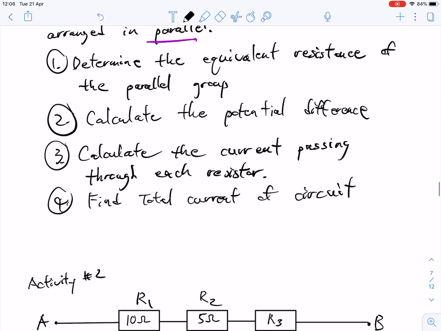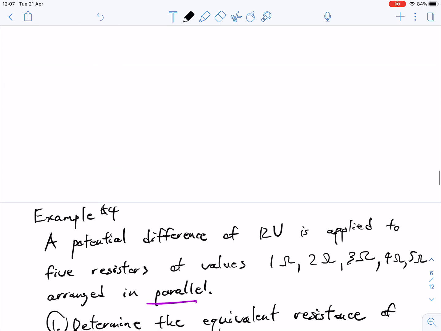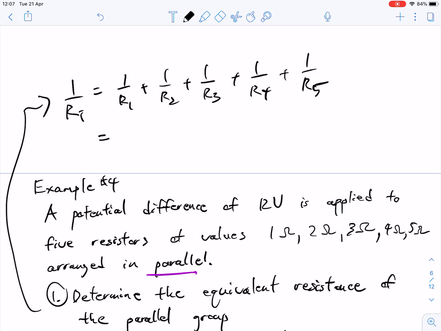Okay, so to do the equivalent resistance, oh wow, didn't leave myself much room. So let me do this calculation above here. I'm going to write the formula, 1 over R total, we have R1, R2, R3, R4, R5. Make the substitutions: 1 over 1, 1 over 2, 1 over 3, 1 over 4, 1 over 5. And so that is going to be 1 over 5, 1 over 4, 1 over 3, 1 over 2, plus 1, which is 2.28.